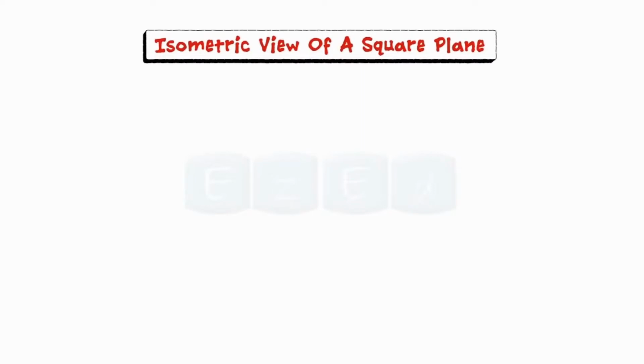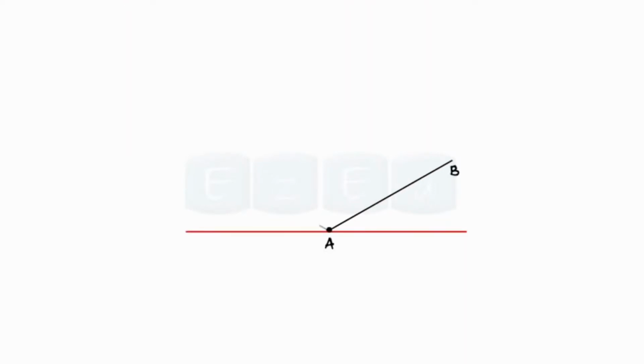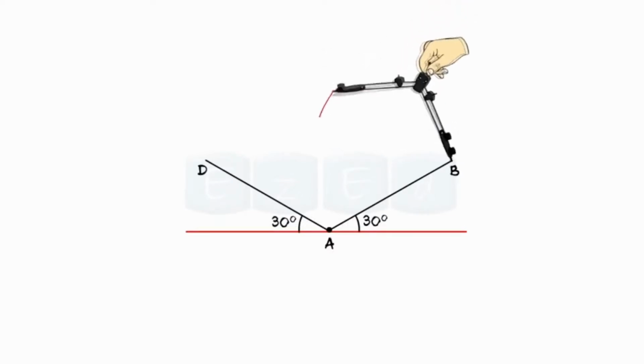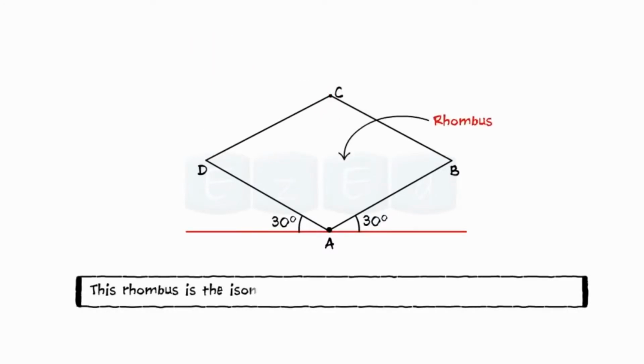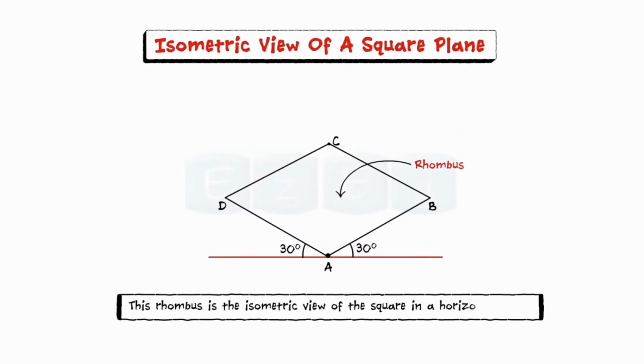Let us draw the isometric view of a square plane. Draw a horizontal reference line and from any point draw the sides AB and AD inclined at 30 degrees. Now from points B and D, draw arcs and mark point C and join the lines BC and CD. This rhombus is the isometric view of the square in a horizontal plane.